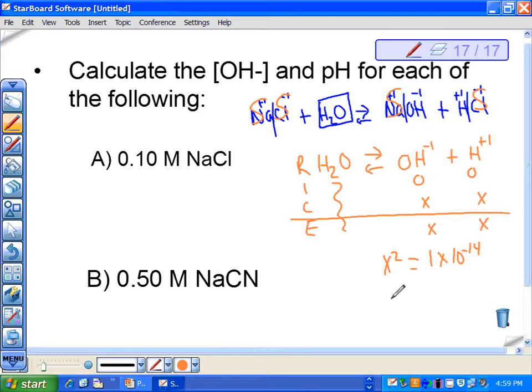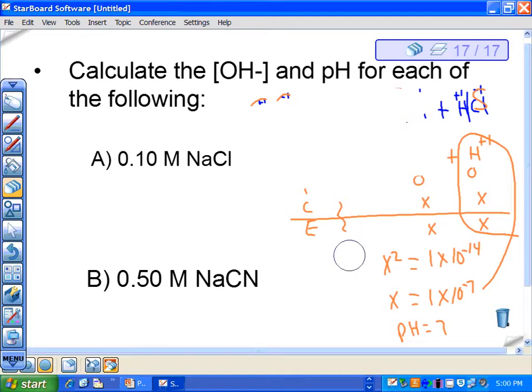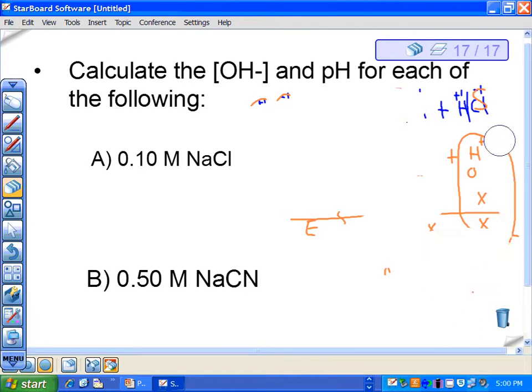So if I take the square root of that, you would find x is 1 times 10 to the negative 7. If you want to find pH, I need this one. If I took the negative log of that, you would find the pH is 7. So I just proved it mathematically to show you that a neutral salt, they'll all look like this. They'll all be water and that. Unfortunately, this guy down here is not a neutral salt. So he's going to give us some problems. So let me get this erased.